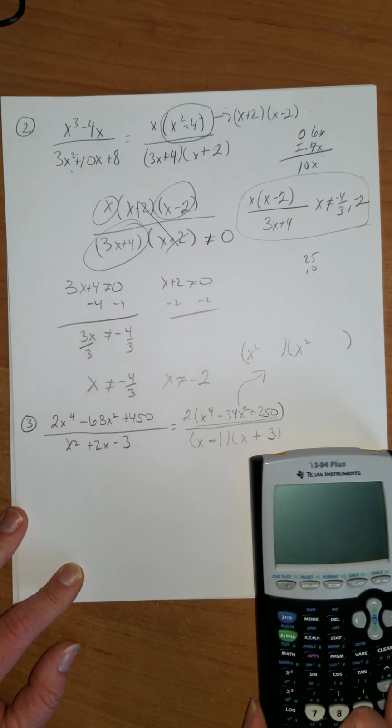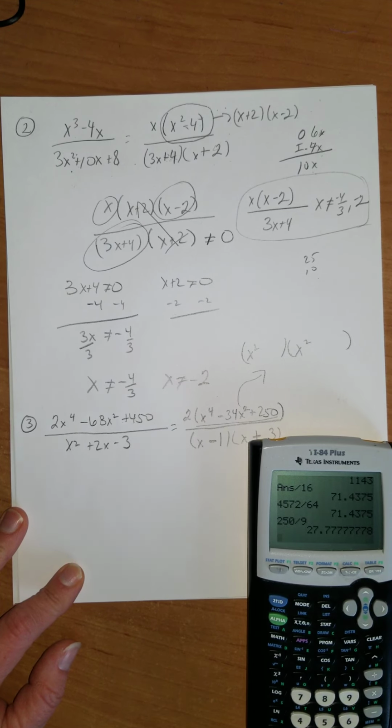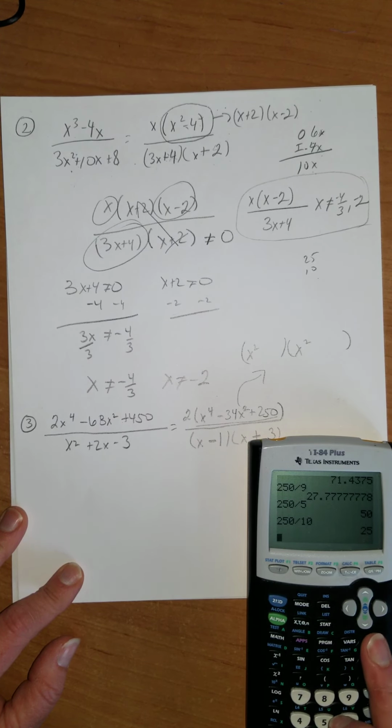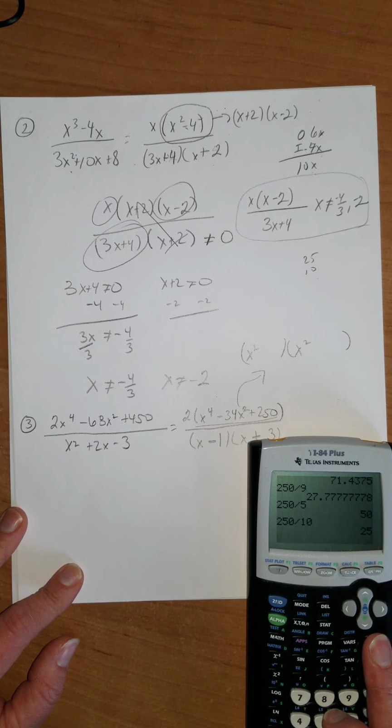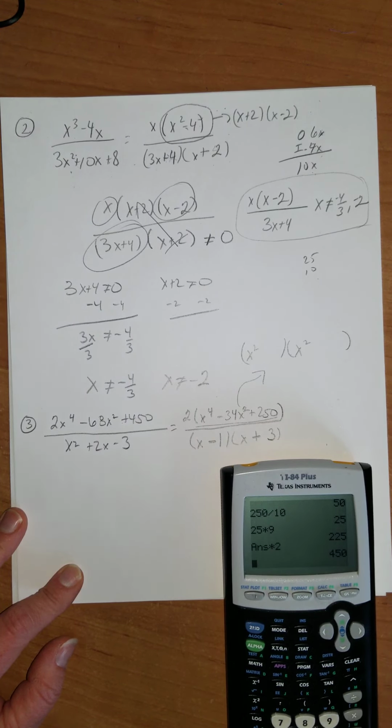Let's see what else I have. 250 divided by, is there a 9 in there? No. 250 divided by 5, that's 50. 5 and 50, that's not going to give me anything I want. Let's see here. Next, I'm thinking of something. And those 450. Oh, I messed up.